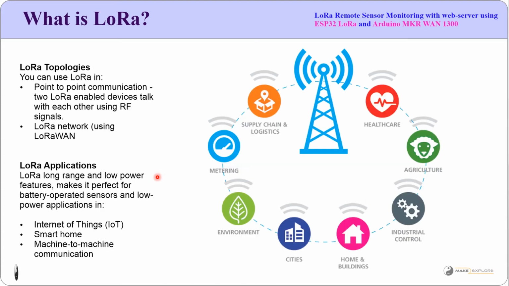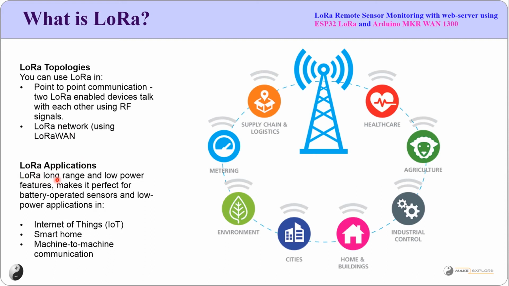So let's move forward. Let's see the topologies used in LoRa. You can use LoRa in point-to-point communication or in a LoRa network, which is called LoRaWAN. In point-to-point communication, LoRa enabled devices can talk with each other using RF signals. In a network, they use LoRaWAN.